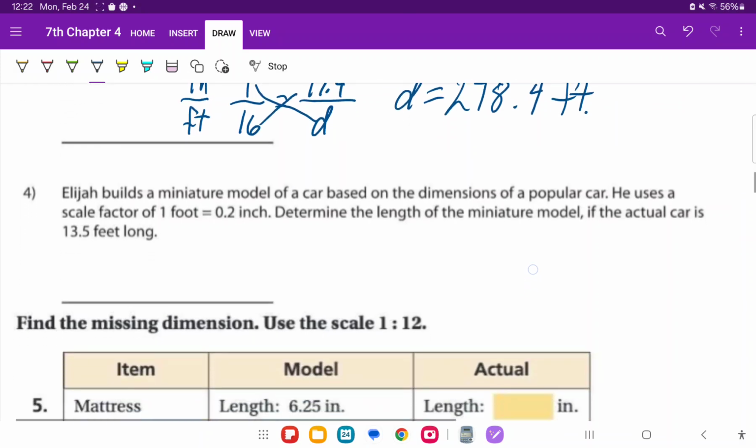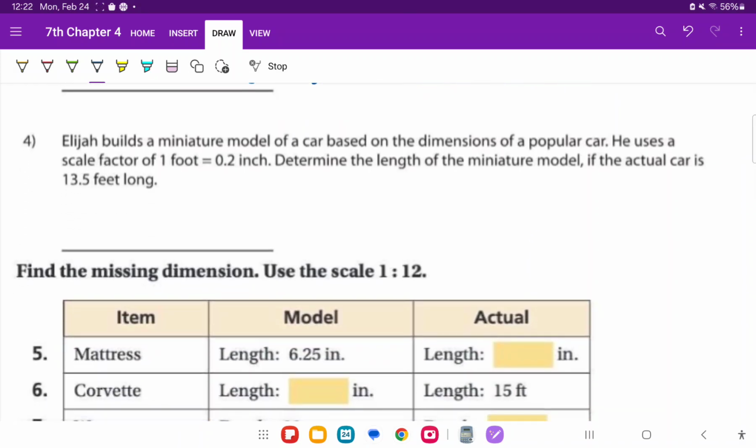And then let's look at number 4 together. Elijah builds a miniature model of a car based on the dimensions of a popular car. He uses a scale factor of 1 foot to 2.2 inches. Determine the length of the miniature model if the actual car is 13.5 feet long. So for our scale model, we're going to put feet over inches like this. So that's 1 foot to 0.2 inches. And they give me feet, right? So that goes on top.